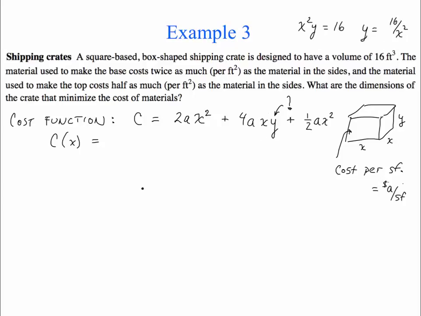So we can put that here. So then we'll have our cost function, 2a. And can we combine these 2 terms? What is this? 2.5a, is that 5 halves a? So 5 halves a, x squared, that's adding together these two. Let's not do that. Let's write it so we can see what's going on. 2a x squared, cost of the base, plus 4a x times 16 over x squared, plus 1/2 ax squared, cost of the top.